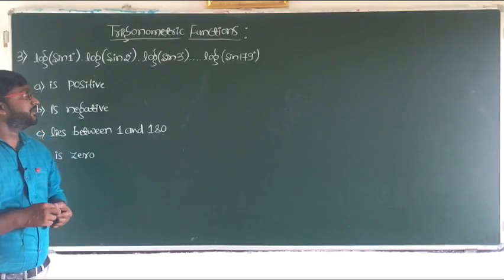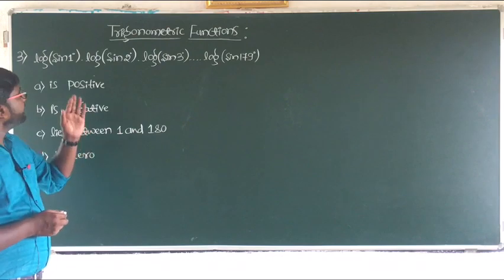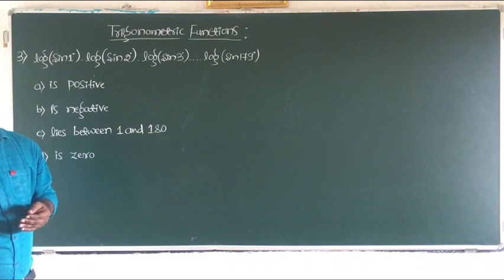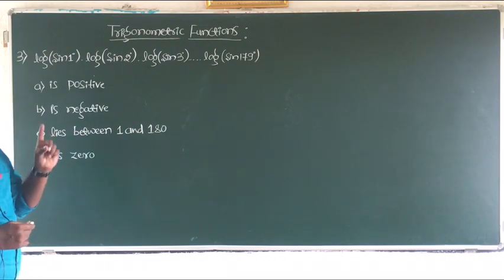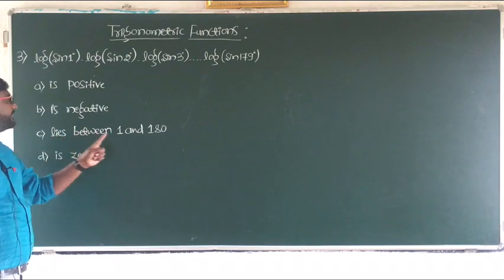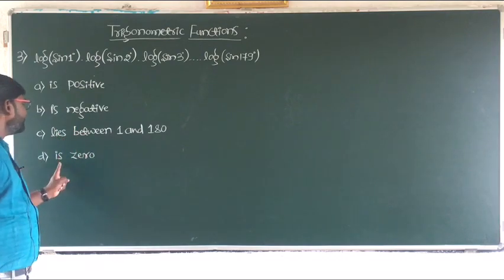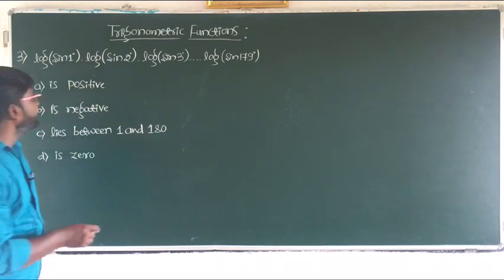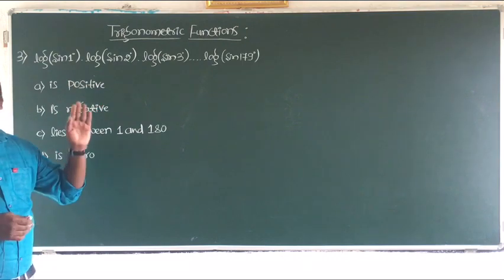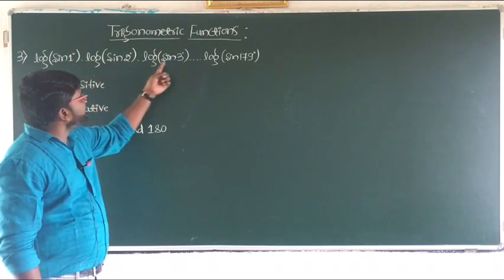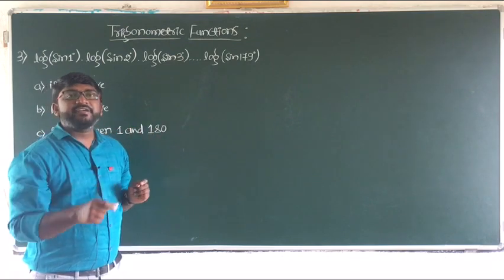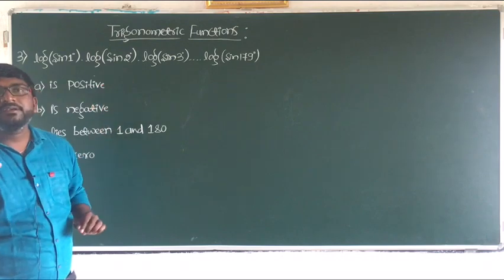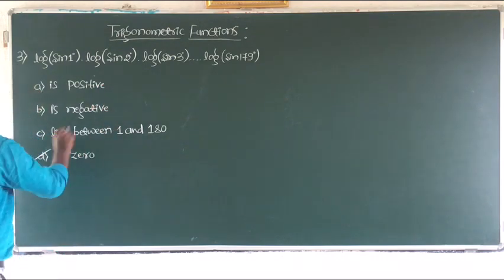Well, the third question, it is log sin 1 degree into log sin 2 degree into log sin 3 degree and so on, log sin 179 degree, and the four options are is positive, is negative, lies between 1 and 180, and is 0. So this was asked in 2013 Karnataka CET. So by seeing this only you should come to know that the answer is 0, because if you go on writing this pattern, somewhere we get sin 90 degree. What is sin 90 degree? It is 1. Log 1 will be 0. Hence the answer is 0.